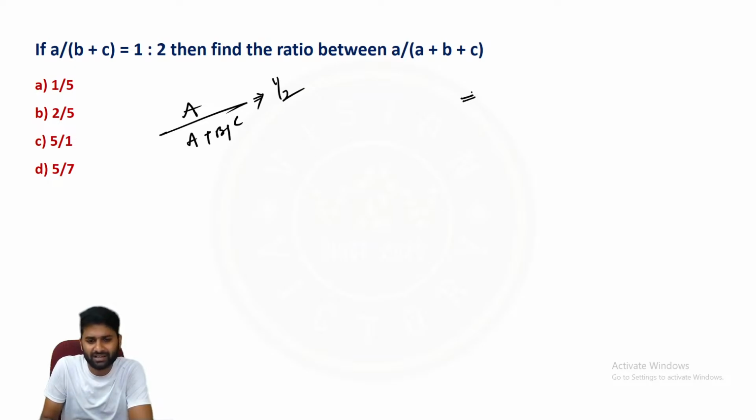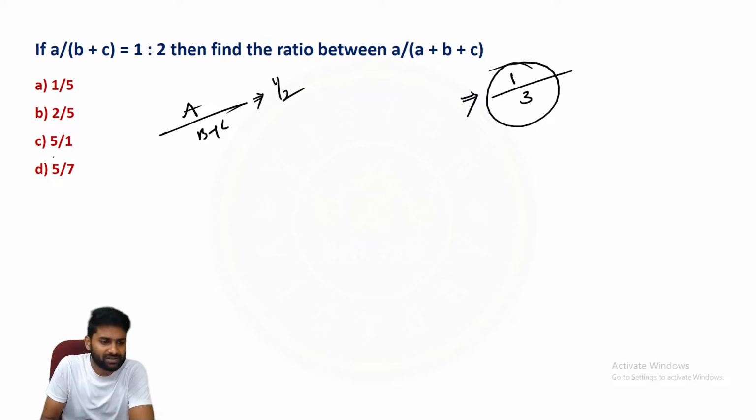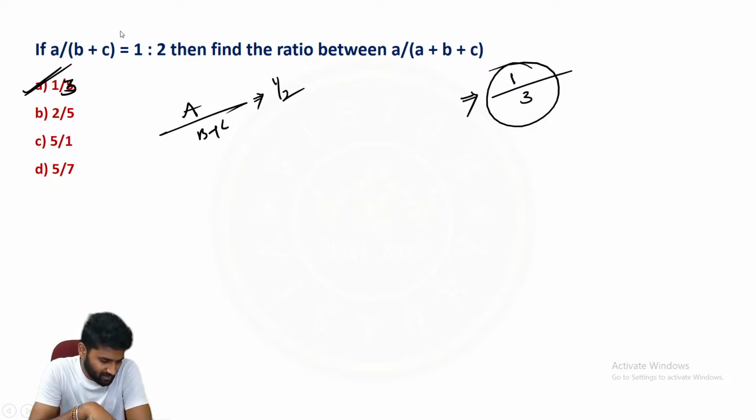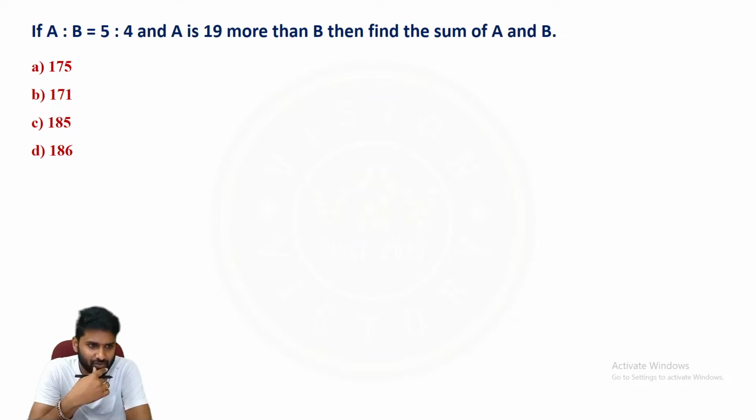Guys, you can take the direct answer. A is 1 unit. Here, according to the question, B plus C is equal to 2 units. Now A plus B plus C is equal to 3 units. So the answer, A divided by A plus B plus C, is equal to 1 by 3. Option A is the correct answer. Next, just go through this information.